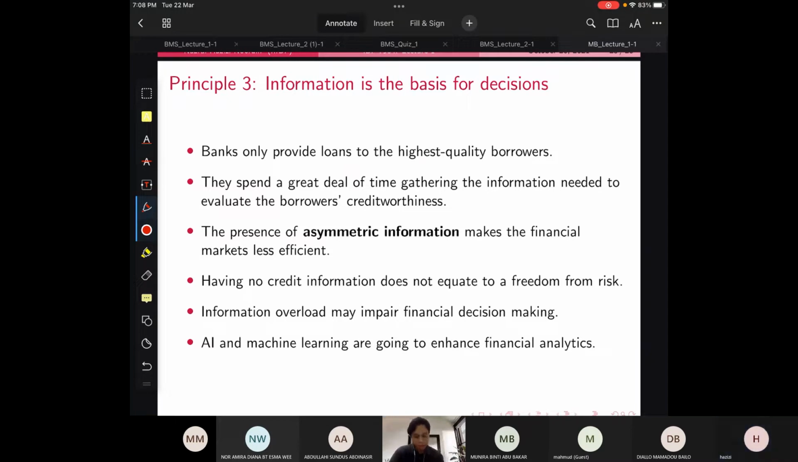Okay. So now we come to the third concept of money and banking, which says that information is the basis for any lending or investment decision. You cannot deny this, right? If you are an investor or a lender like a bank, you need to know to whom you lend the money, because you need to understand whether they are able to repay you back.